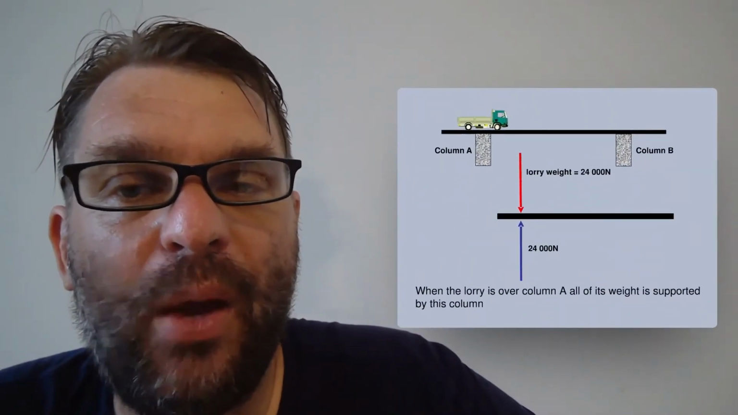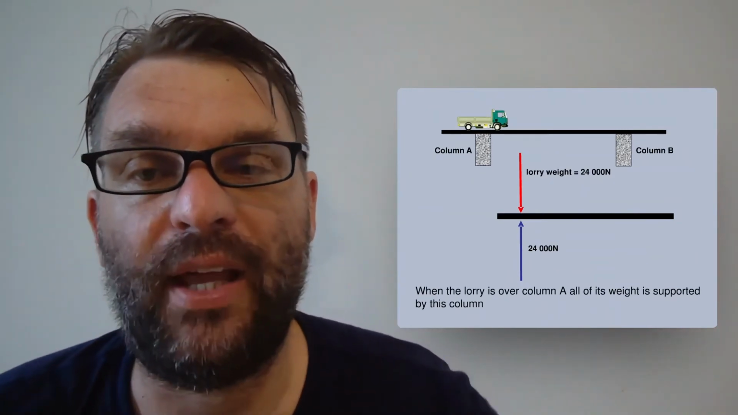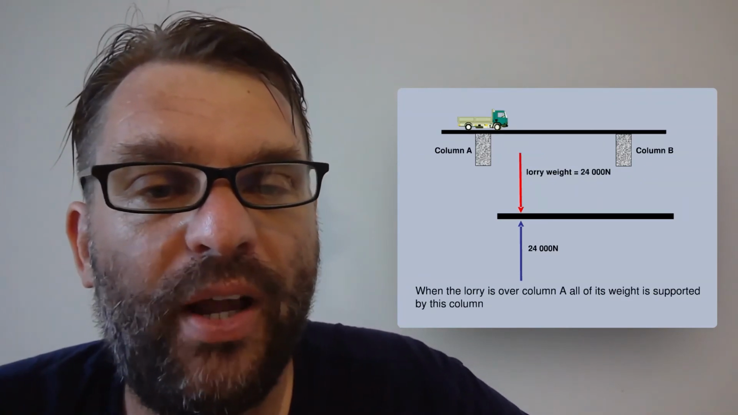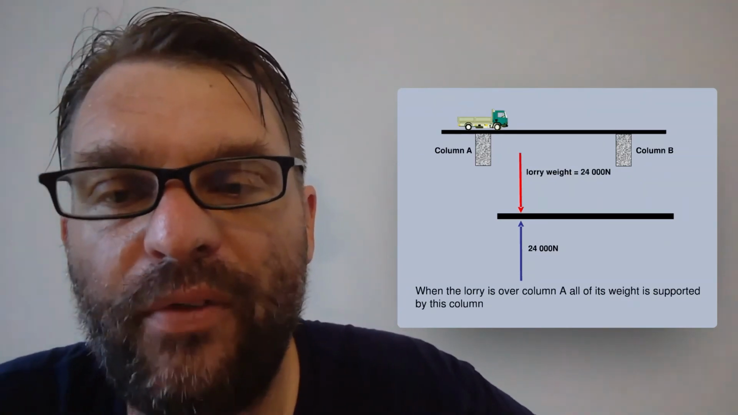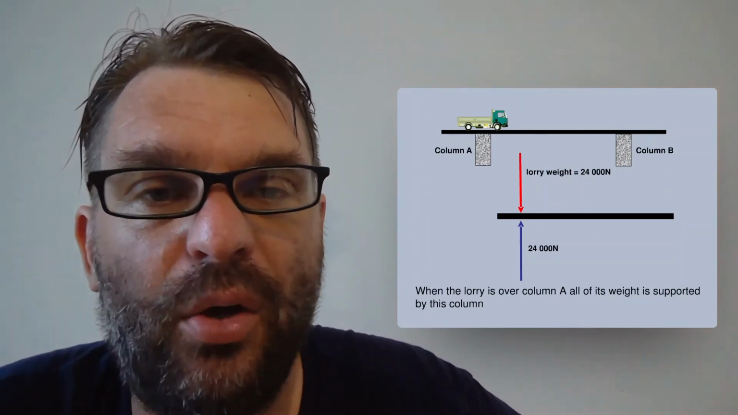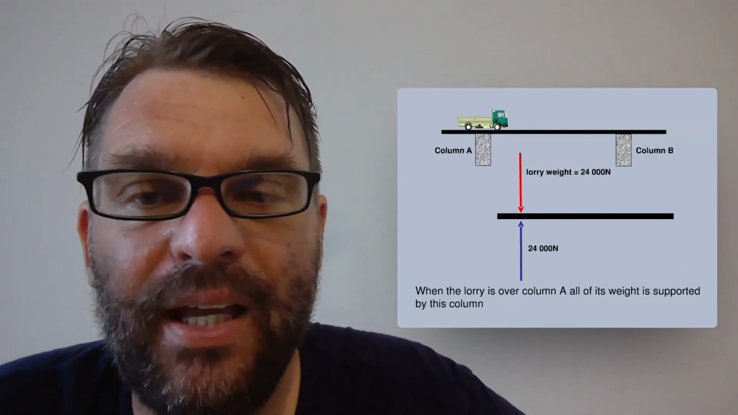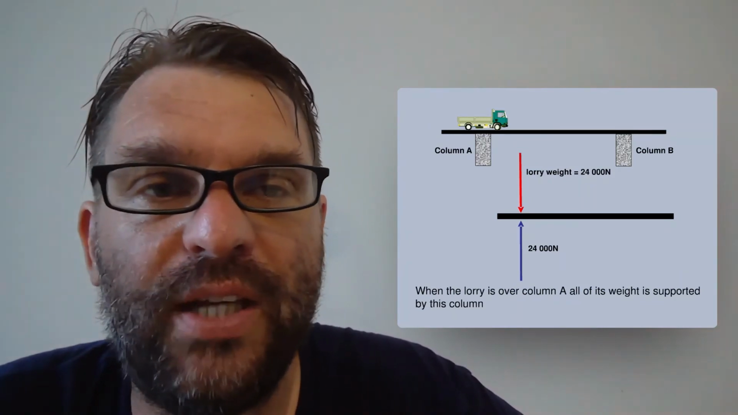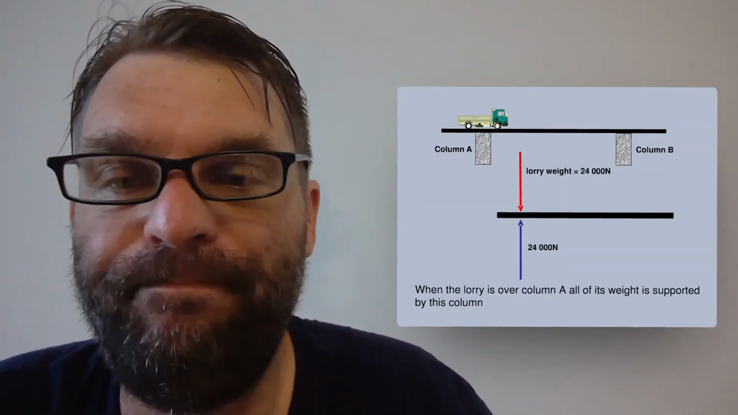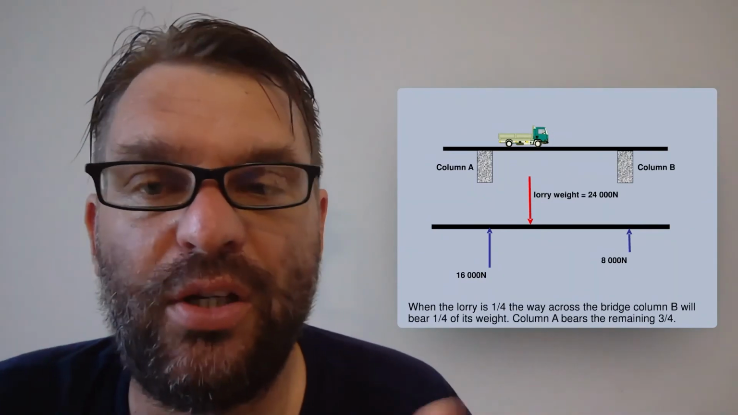However, when the truck moves, or the lorry moves, you'll see that this becomes disproportionate, that exchange of force. So when the lorry is above column A, all of the weight force is going to be applied on column A. So lorry weight 24,000 newtons. That means that column A is basically supporting 24,000 newtons and column B supports nothing. It has no support.